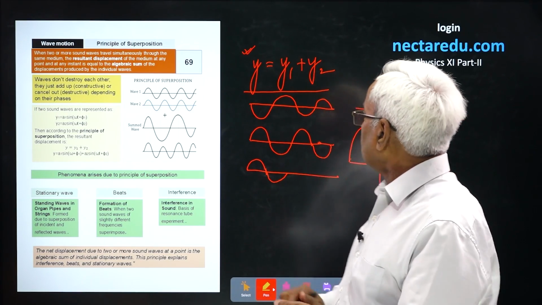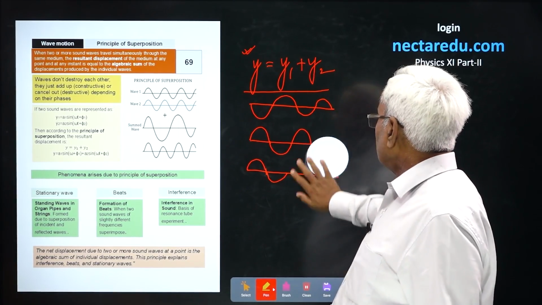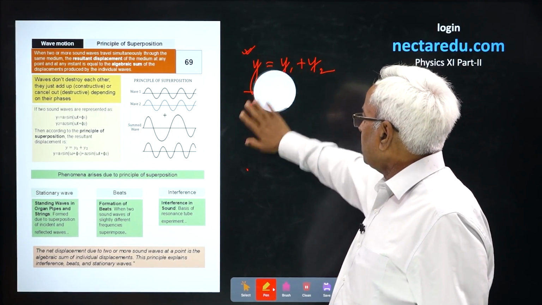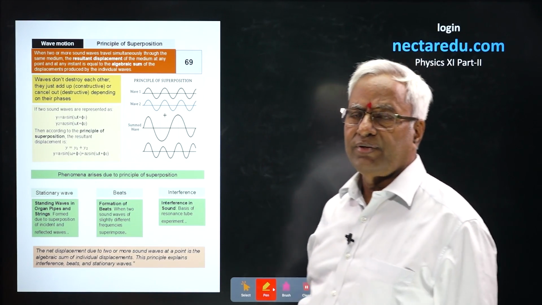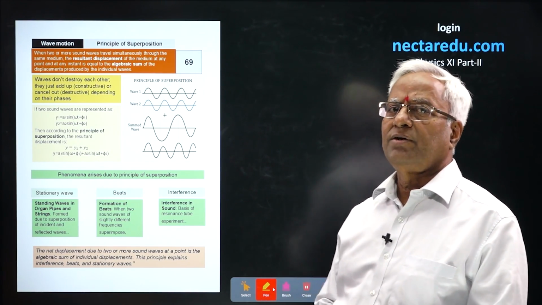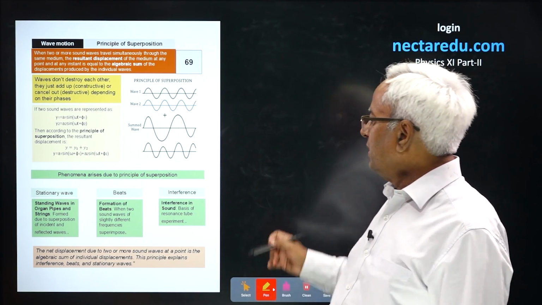Here, the process of interference and beats. For the phenomenon of beats to take place, the two superimposing waves must be having different frequency. And this is not a point of concern right now for us. We are going into detail of interference.